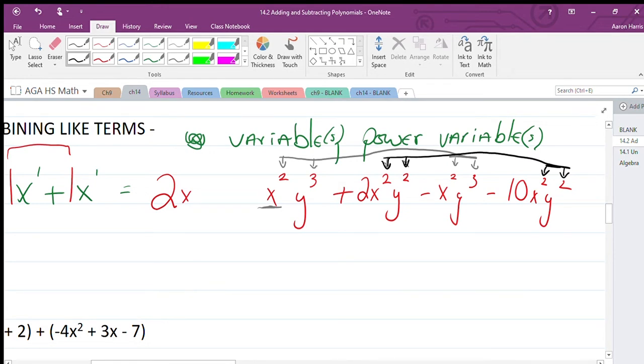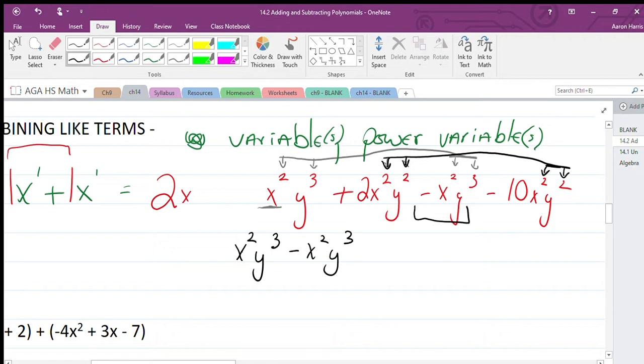Now, because of the what property? Commutative property, I can switch the orders. So let's pair up the families. I have x squared, y cubed. Don't forget the sign. I have negative x squared, y cubed.